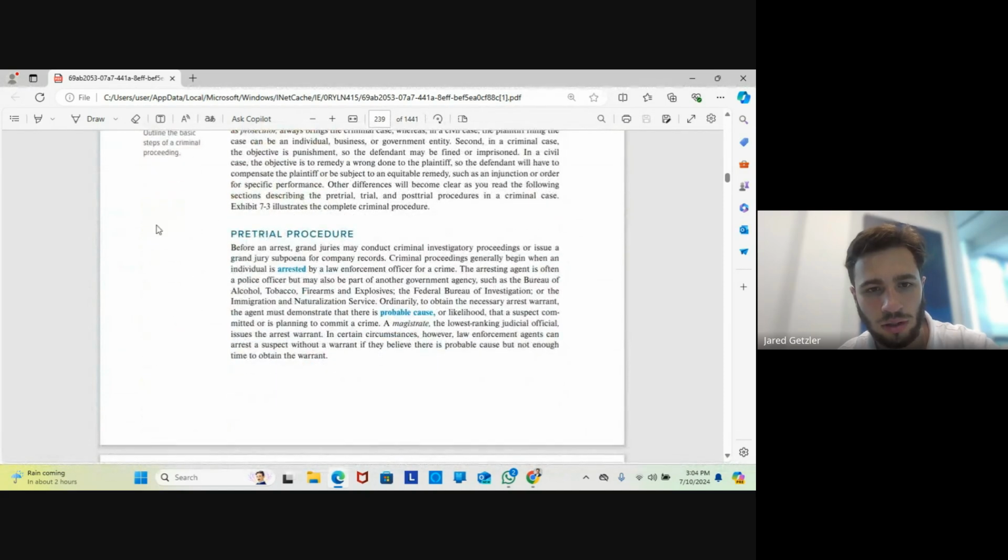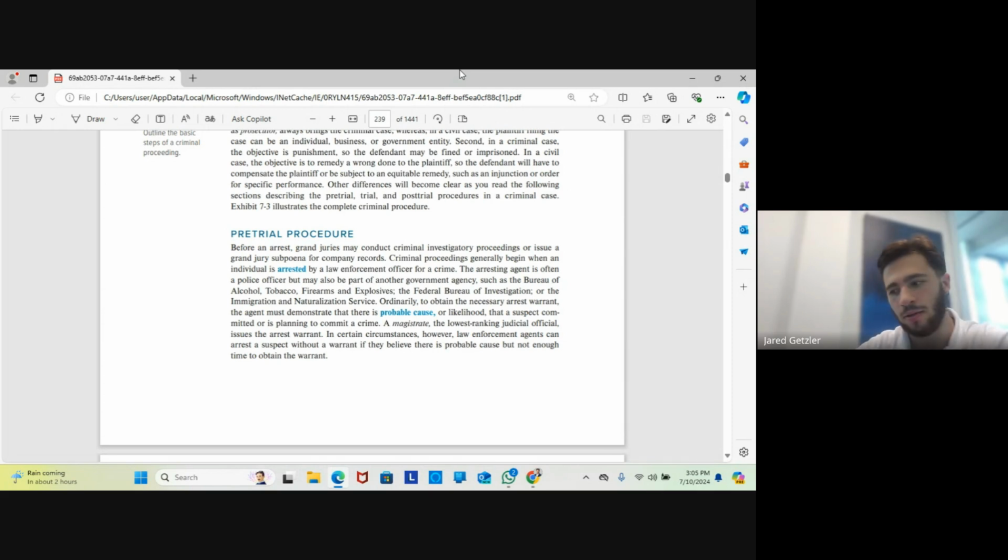Okay. So in an arrest, the first thing that will happen is an arrest. You guys know what an arrest is. It could be a police officer, it could be the FBI, it could be any type of federal bureau that can arrest somebody. Then let's say we create probable cause. Probable cause is going to write out and outline a likelihood that a suspect committed a crime.